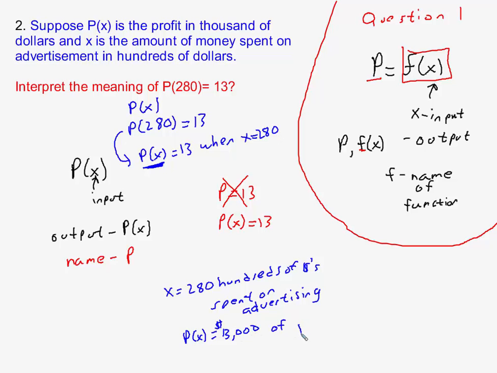$13,000 of profit. So it wasn't my intent to change the problem, or even the meaning of the problem, just to show you that sometimes we define the name of the function to be f and give the output variable the same letter as what's used in the story. P is for profit. And other times we use p of x to be the output variable rather than just p. You just have to be careful when we do that, that it does not make sense to say p is 13 like we did in the first problem.